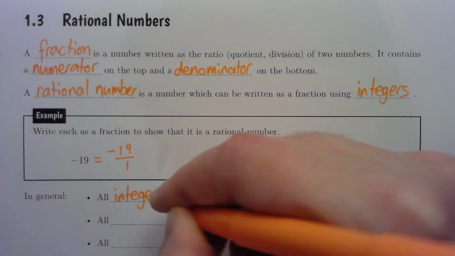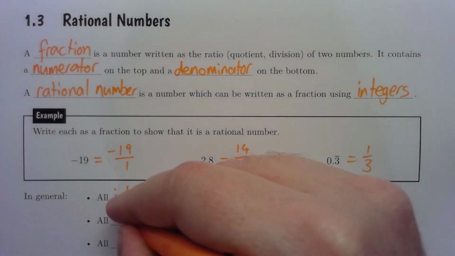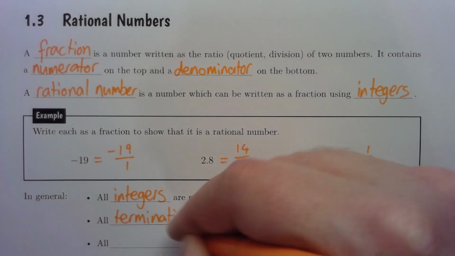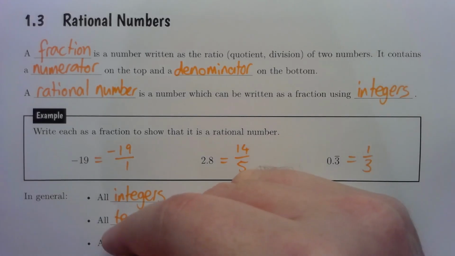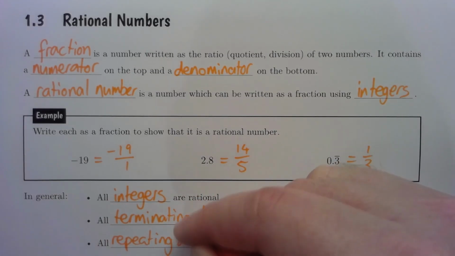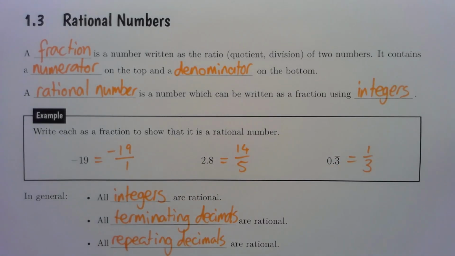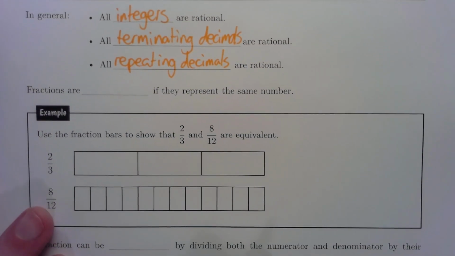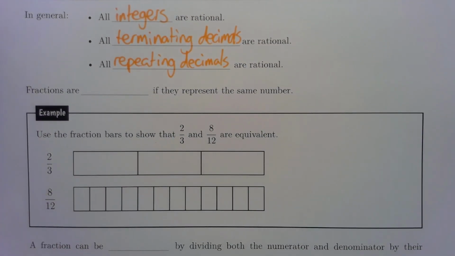But we can generalize these results a bit more. As it turns out, all integers are rational, all terminating decimals are rational, and all repeating decimals are rational. Now, for the rest of this lesson, we're going to look at some basic fraction concepts. Hopefully these are things that you've seen before, but they're very important concepts for us to understand the work we're going to be doing in the future. So let's make sure we properly understand the way that fractions work.